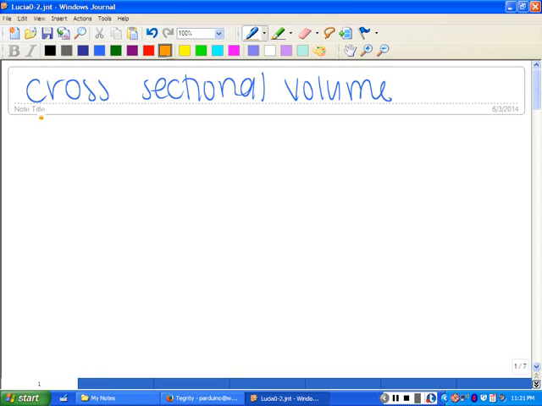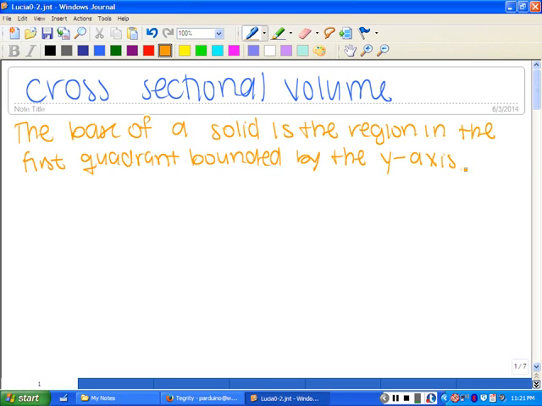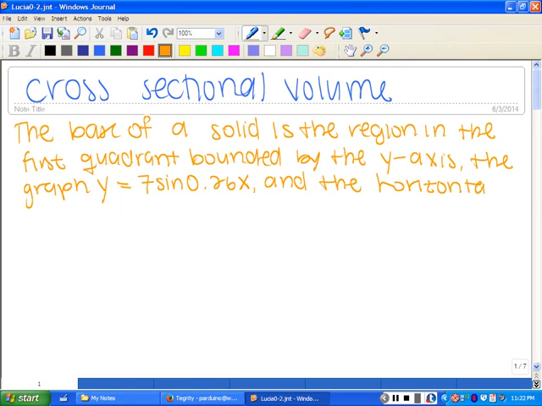In order to do this, we are going to solve a problem that states that the base of a solid is the region in the first quadrant bounded by the y-axis, the graph y is equal to 7 sine 0.26x, and the horizontal line y is equal to 7.